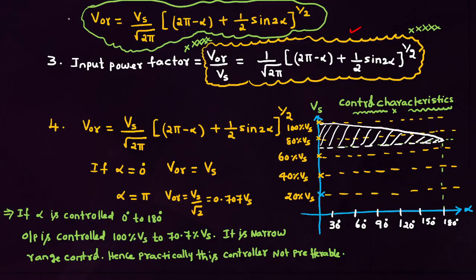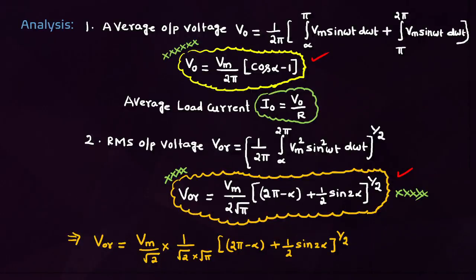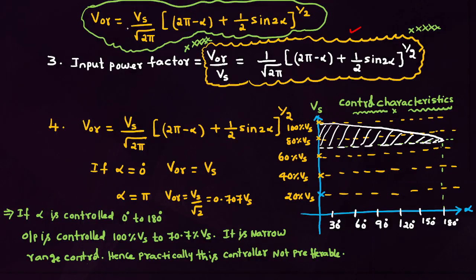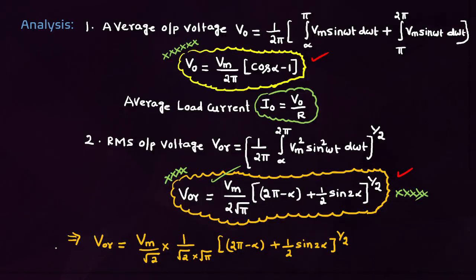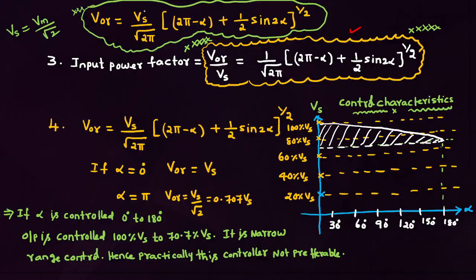Previously I gave the RMS voltage formula in terms of Vm. This is in terms of Vs. How to write the Vm and Vs relation? Vs equals Vm by root 2. I am replacing Vm by root 2 with Vs, then I got this formula. In any form, they will give the formula. We may expect the formula directly in the Vm form or directly in terms of Vs.